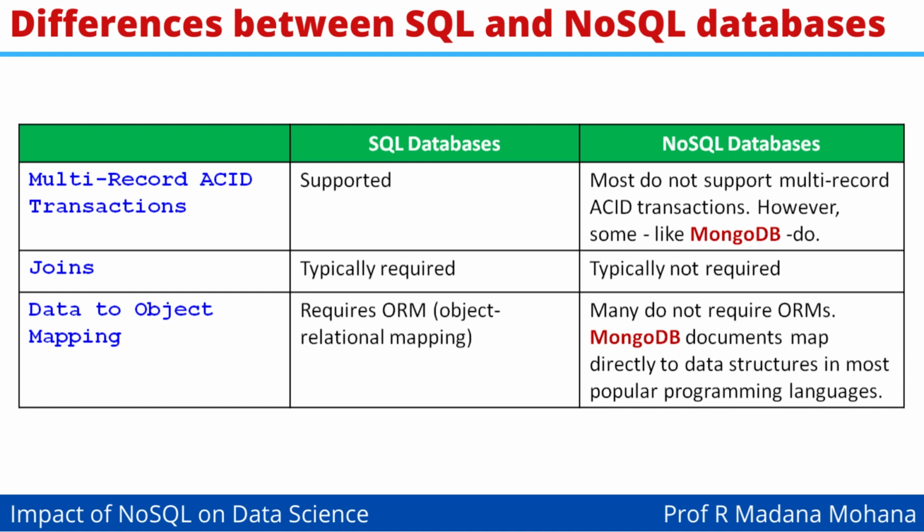Then join operations in SQL databases are typically required, whereas in NoSQL databases they are typically not required. Then coming to another factor, data to object mapping requires ORM, object relational mapping, in SQL databases, whereas in NoSQL databases, many do not require ORMs, and MongoDB documents map directly to data structures in most popular programming languages. These are all the major differences between SQL and NoSQL databases.